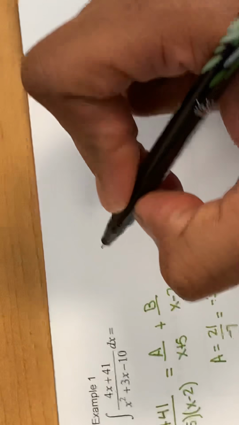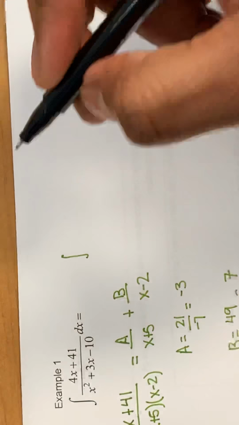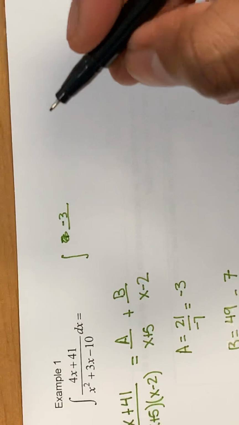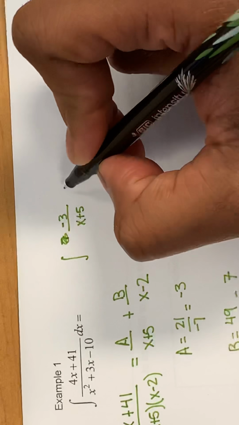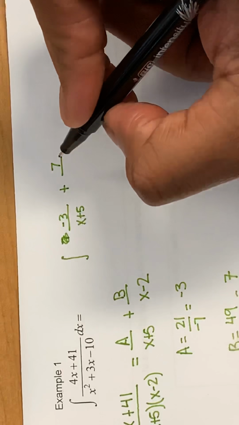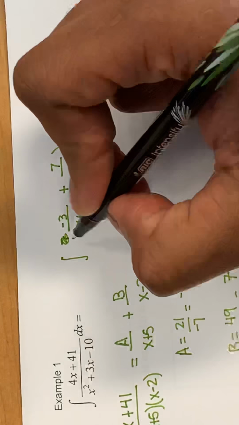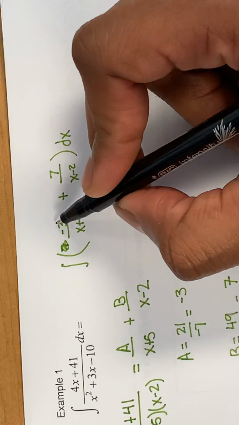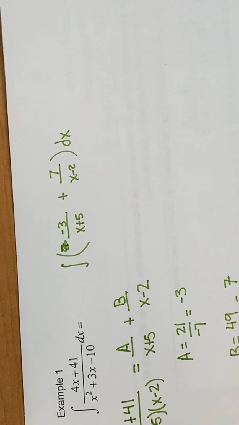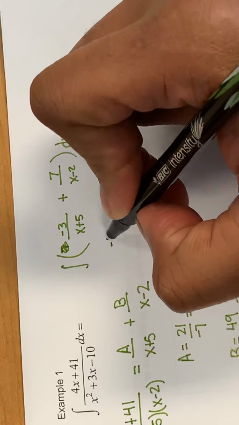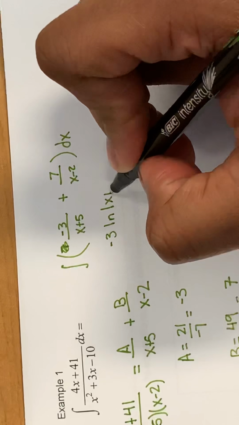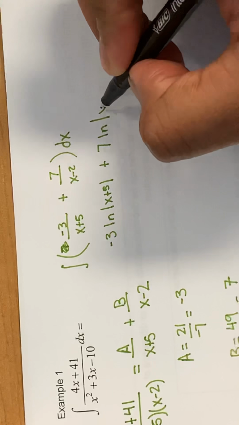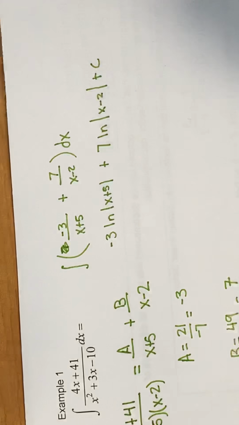So we can rewrite this as the integral of, well, I guess I went in the wrong order, -3 over x plus 5 plus 7 over x minus 2 dx. And when we integrate this, since this is some constant divided by a linear factor, it's going to be the natural logarithm. We're going to get negative 3 ln absolute value x plus 5 plus 7 natural logarithm absolute value x minus 2 plus C.